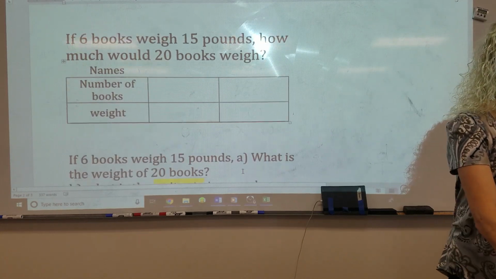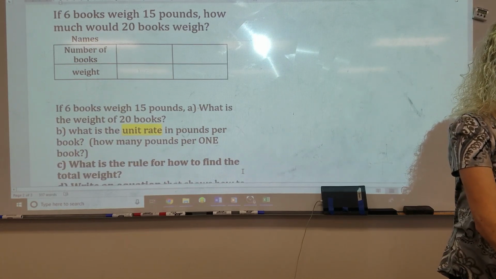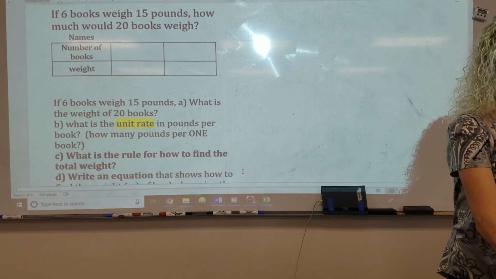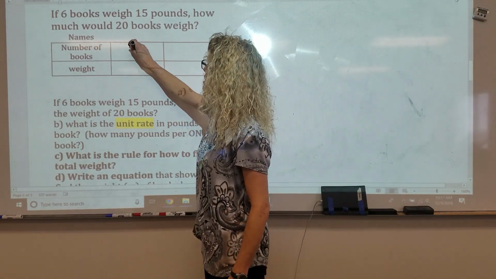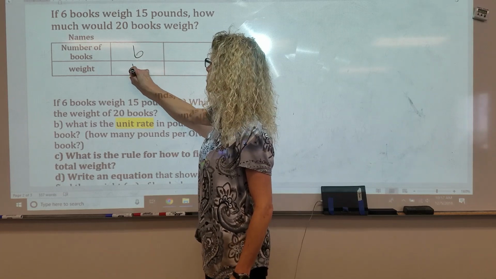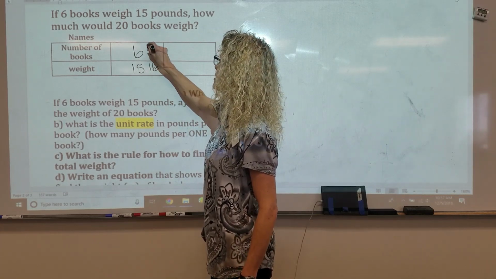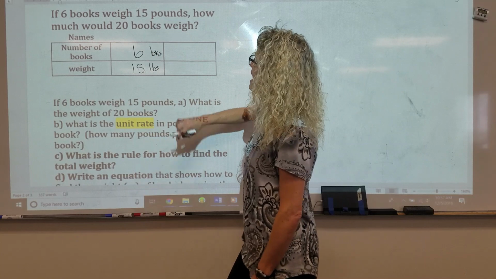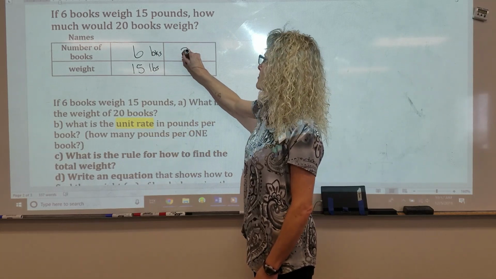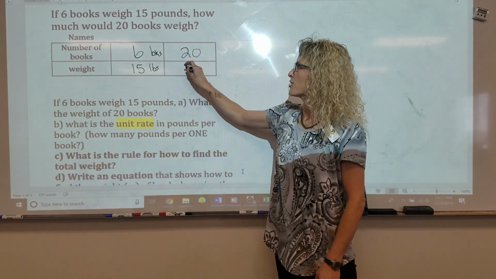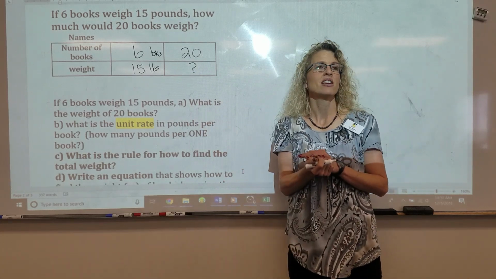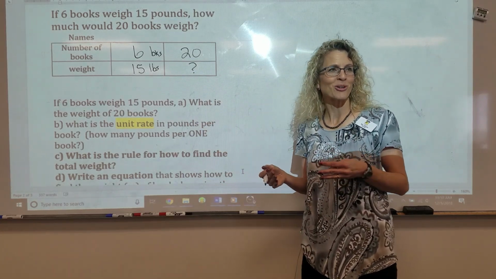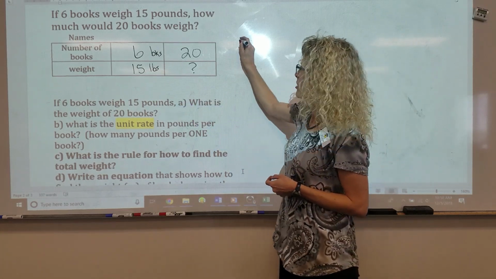So let's take this scenario. If six books weighs 15 pounds, how much would 20 books weigh? So you're going to fill out just like we did yesterday. 6 books weighs 15 pounds. This is books. How much would 20 books weigh? So 20 goes here, and the question is, how much would that weigh? Well, it's a proportionate relationship. The books are the same size, so it's not going to have a weird mystery weight. It should be proportionate. So we're going to set up our quick proportions.